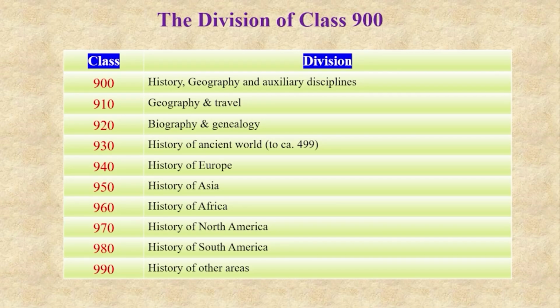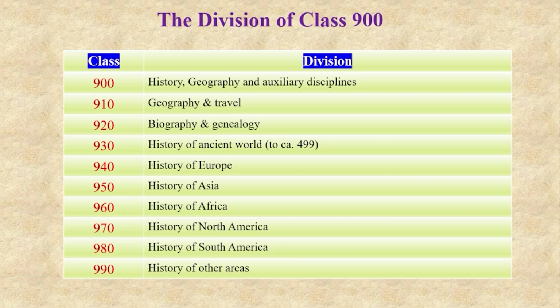So in the Dewey Decimal Classification 23rd edition, class 900 is dedicated to history, geography and auxiliary disciplines. This class covers a broad range of topics including historical studies, geographical studies, biographies and travel. Let's break it down further for better understanding. 900, that is history, geography and auxiliary disciplines. This is the general category that includes history, geography and related subjects. It serves as an umbrella for the subdivisions below.